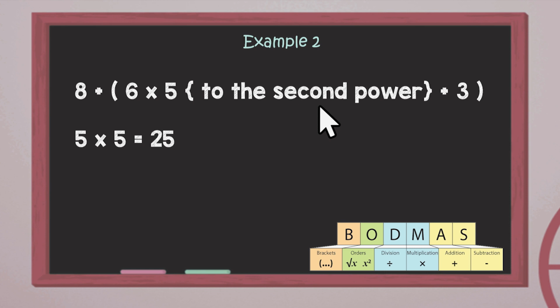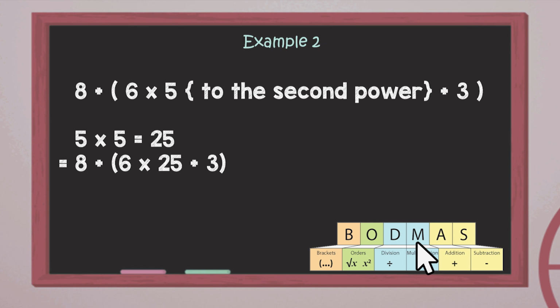So we go to our next line. We write back the numbers that we didn't use. 8 plus, open bracket, 6 times 25 plus 3. So let's work out what is in our brackets. We have multiplication and we have addition. Which one will come first? Yes, the multiplication will come first.